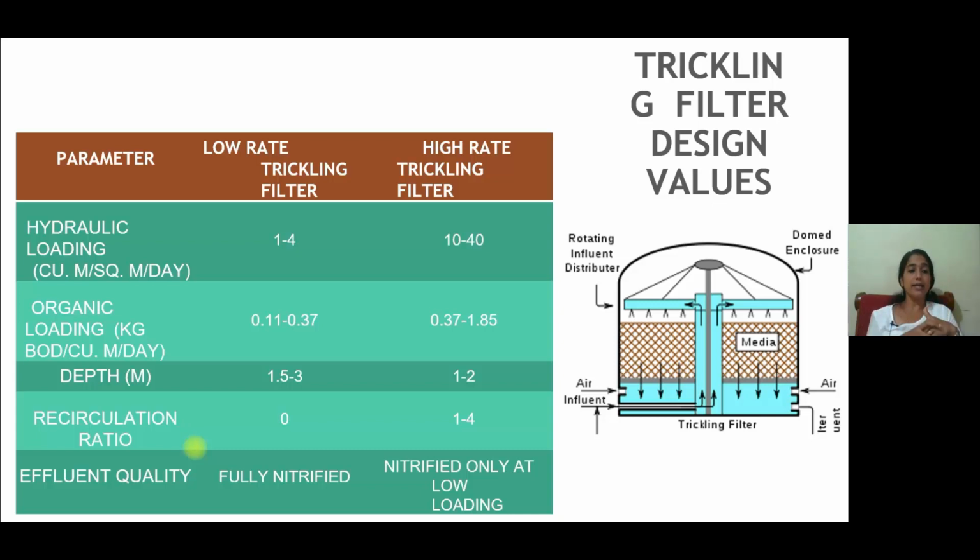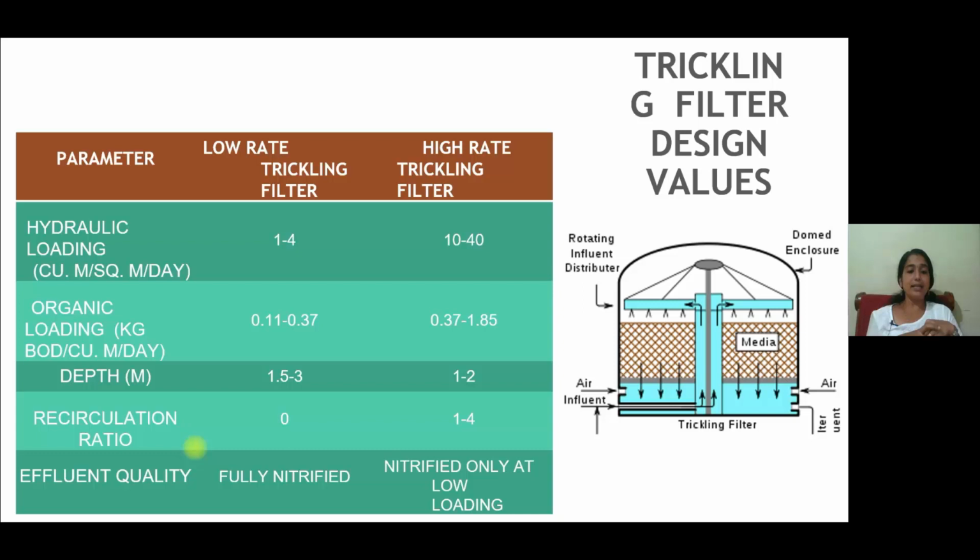Then organic loading rate, that is kilogram of BOD5 divided by meter cube per day, that is 0.11 to 0.37 for low rate filters and 0.37 to 1.85 for high rate filters, and a recirculation ratio of 0 for low rate filter and 1 to 4 for high rate filter. And the depth of the filter media is 1.5 to 3 meter for a low rate filter, and in the case of high rate filter it is 1 to 2.